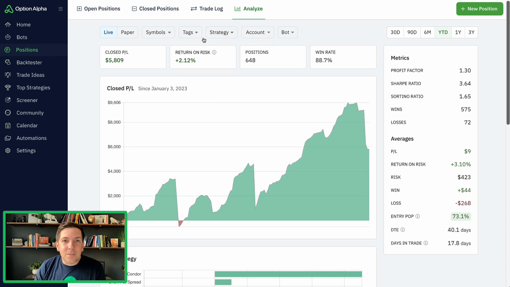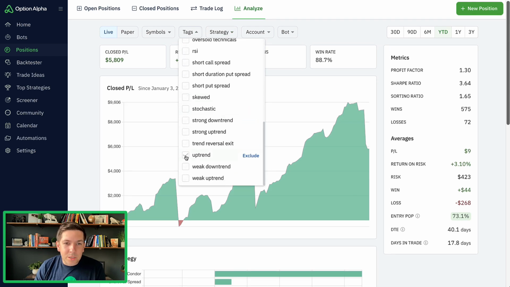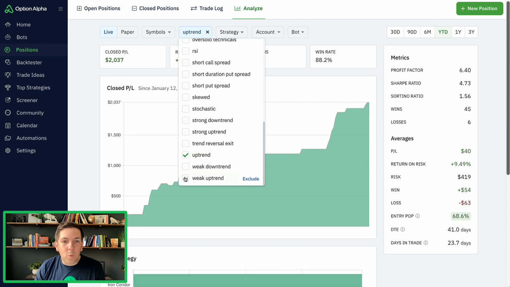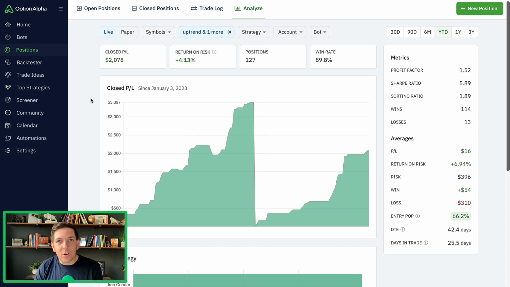Now, if I take this filter off and just look at positions that were entered in an uptrend or a weak uptrend, so things that I define by technicals and moving averages and moving average crossovers and market breadth, if it was entered in a weak uptrend or just a regular uptrend but not a super strong uptrend as I define them, I did significantly better.